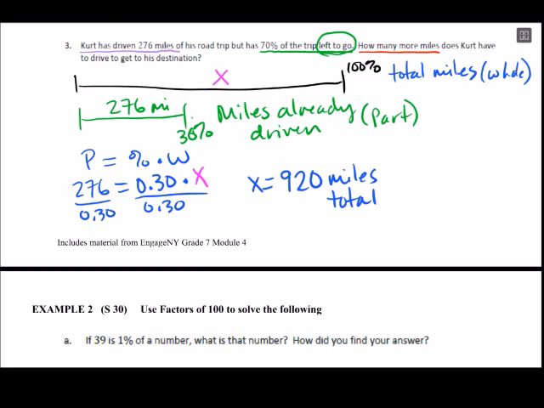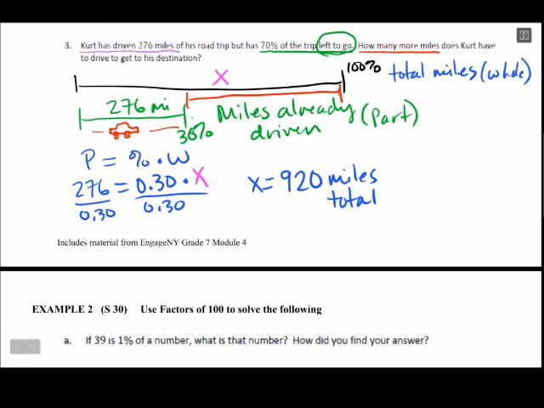So now we have our mathematical value, but have we answered our question? We have not. Our question is, how many more miles does he have to drive? So we are actually looking for this part right here. Kurt has already driven this far, vroom vroom, but he still has this much left to go. So how are we going to find that?